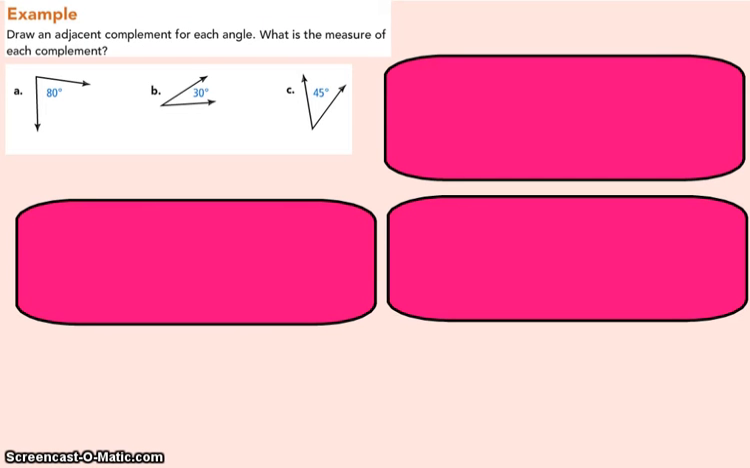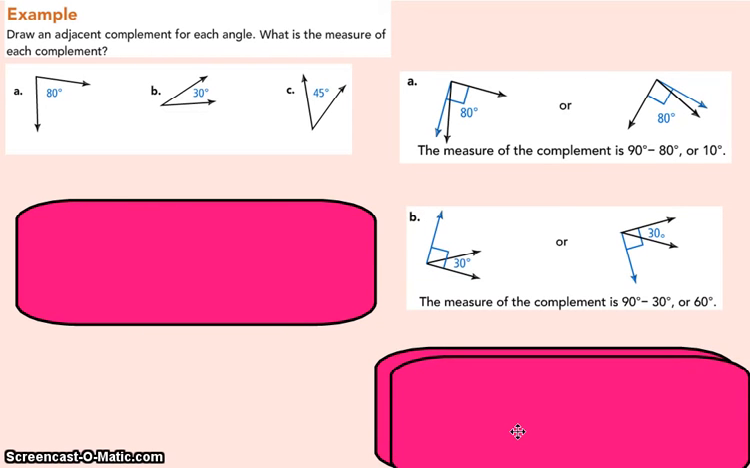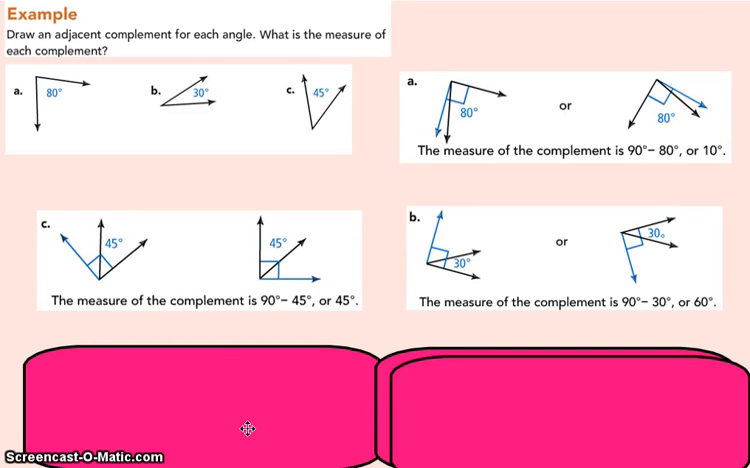Draw an adjacent complement for each angle. What is the measure of each complement? Angle A is 80 degrees. The complement to that would be whatever angle it takes to add up to be 90 degrees. That would be 10 degrees. Angle B is 30 degrees. A complement to a 30-degree angle would be the difference between 30 and 90, which would be 60 degrees. Angle C, 45 degrees. Another 45-degree angle will take that to 90 degrees and make them complementary.